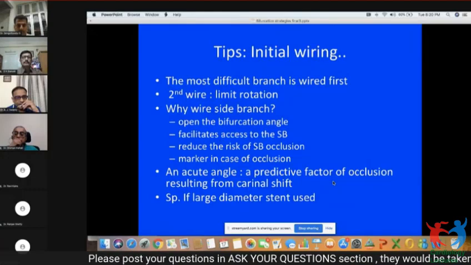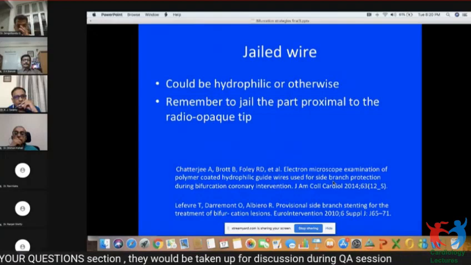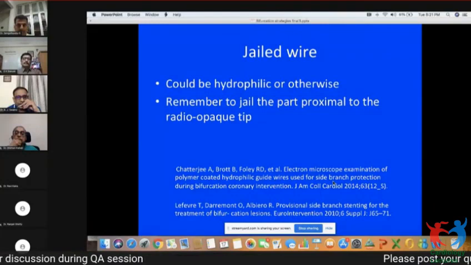We could use either a hydrophilic or a non-hydrophilic wire. It's important to jail the proximal to the radio-opaque tip. Actually, electron microscopic examination of these hydrophilic wires showed less damage as compared to the non-hydrophilic wires.